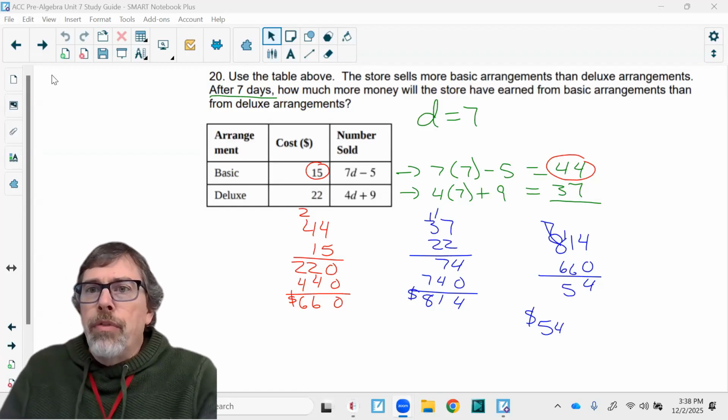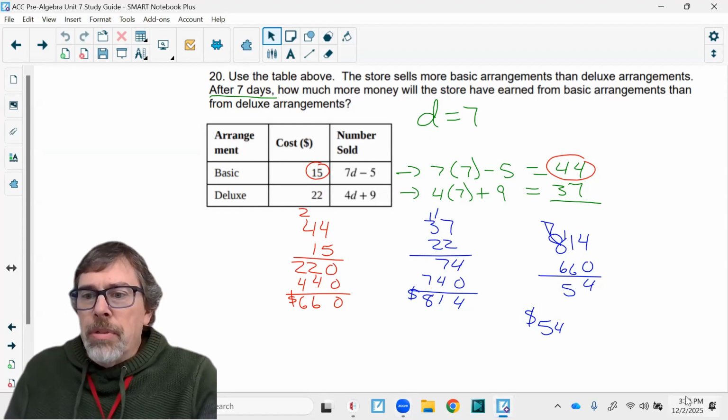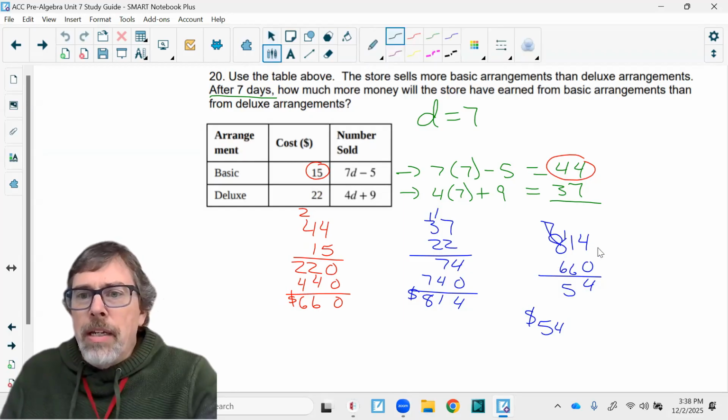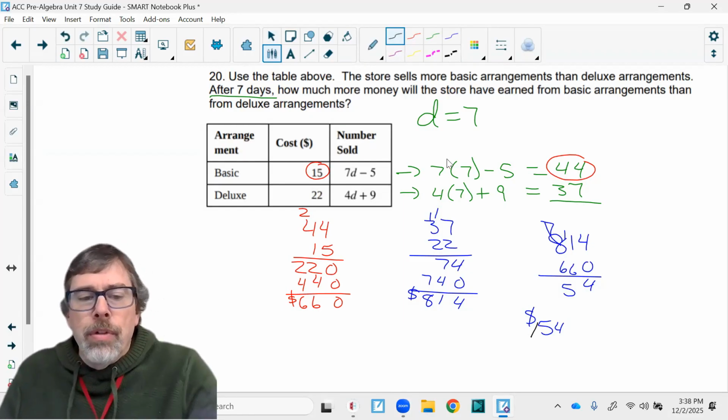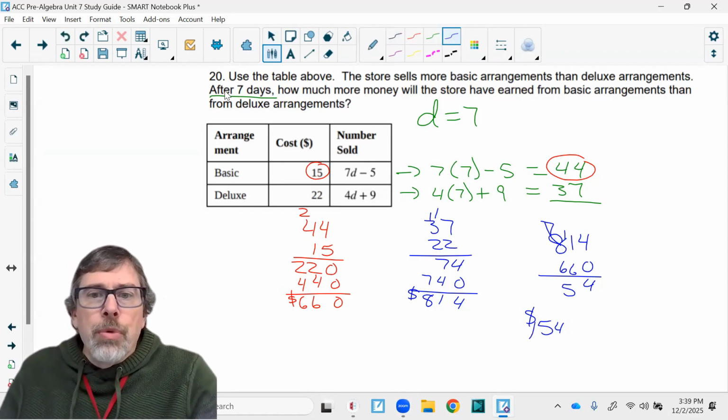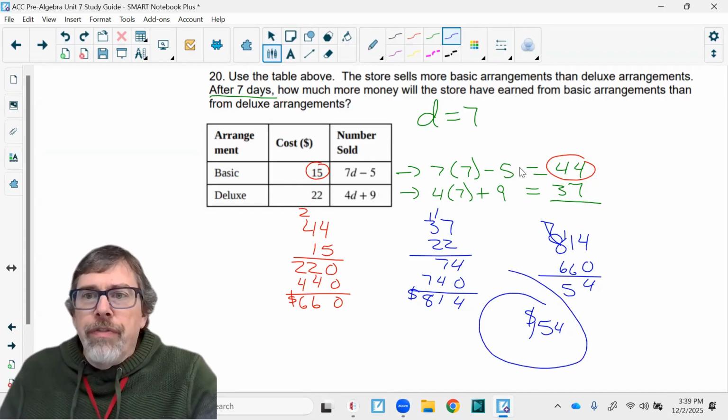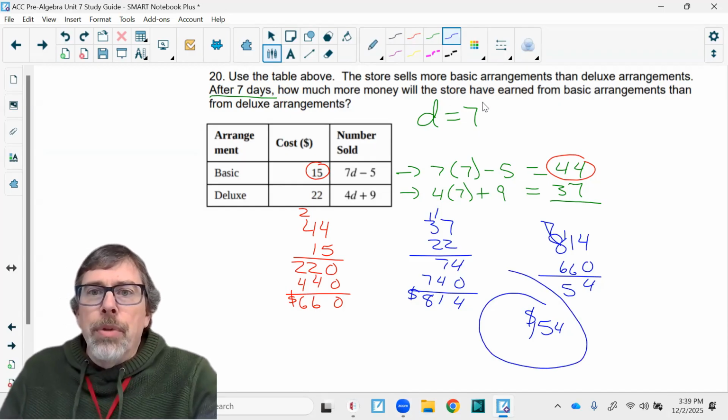Okay, so I was kind of rushing back there. As you can see, the time is now 3:38. I was trying to finish this up before the bell rang, and I made a mistake here. I forgot to subtract the 7 and the 1. So the answer to problem number 20 is $154. So how much more in basic arrangements than deluxe? And it was $154. Okay, I forgot the 1.